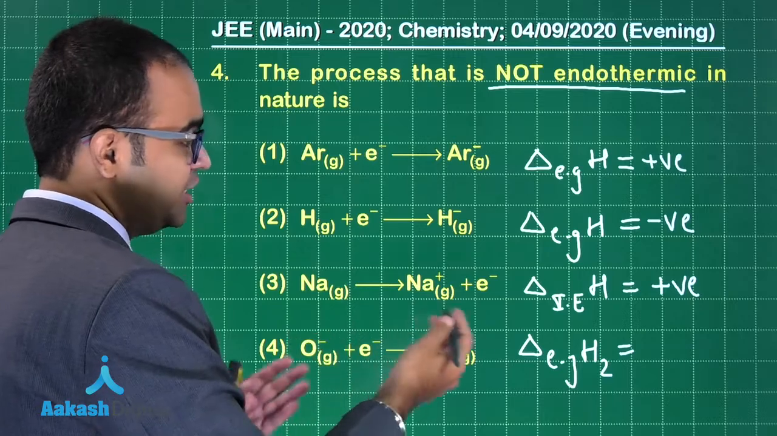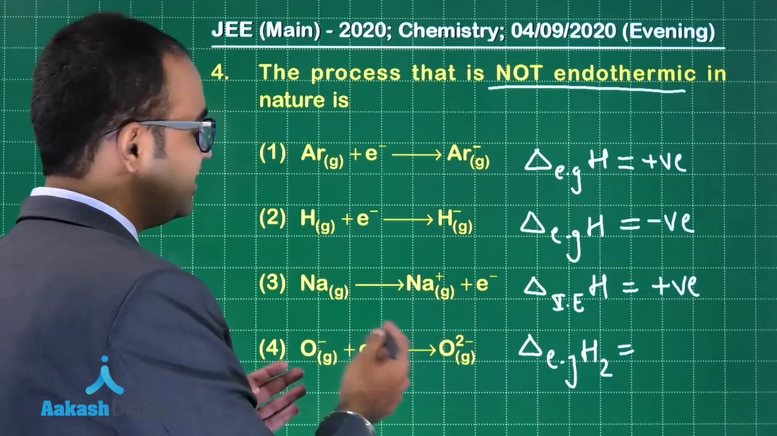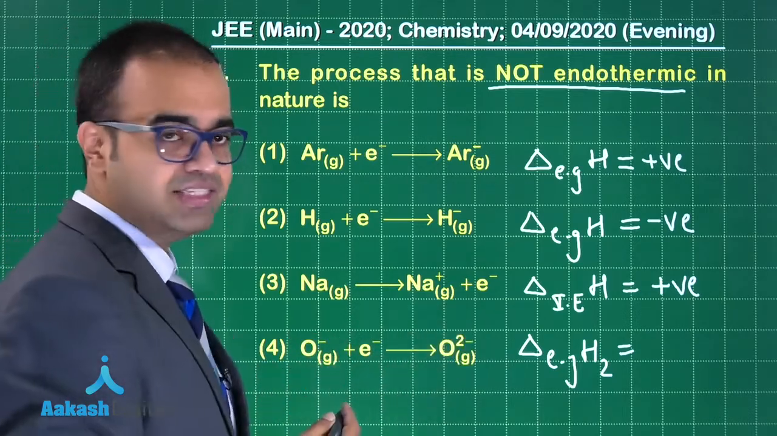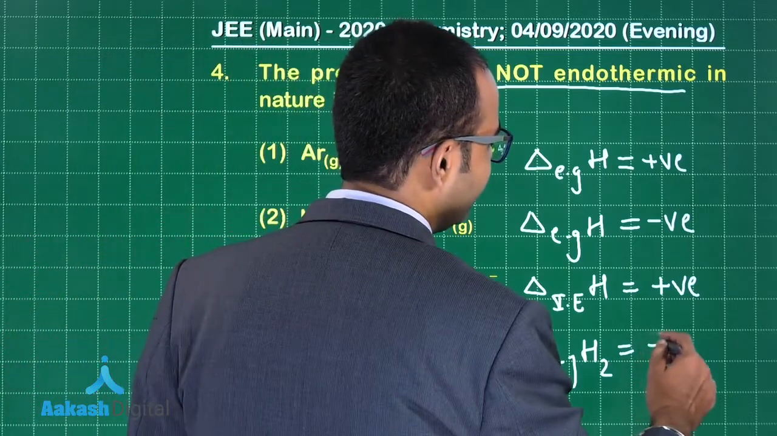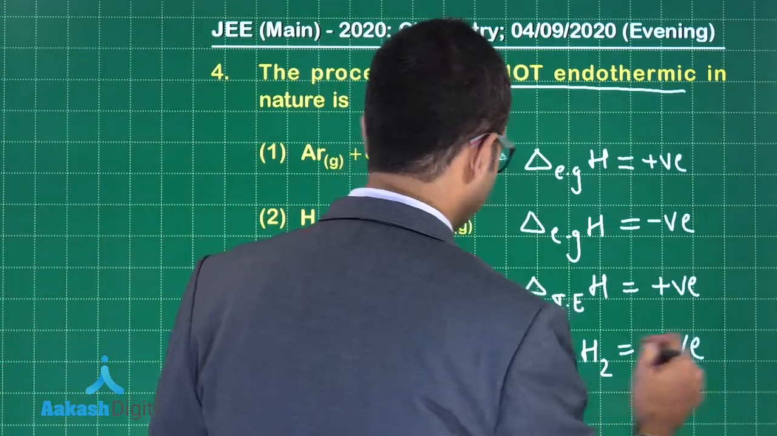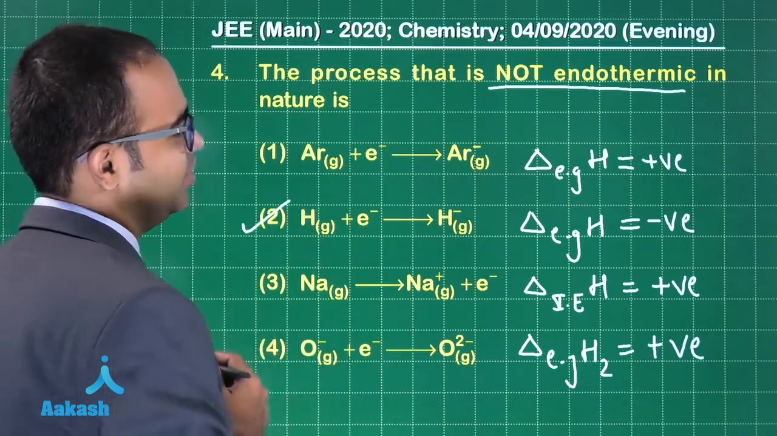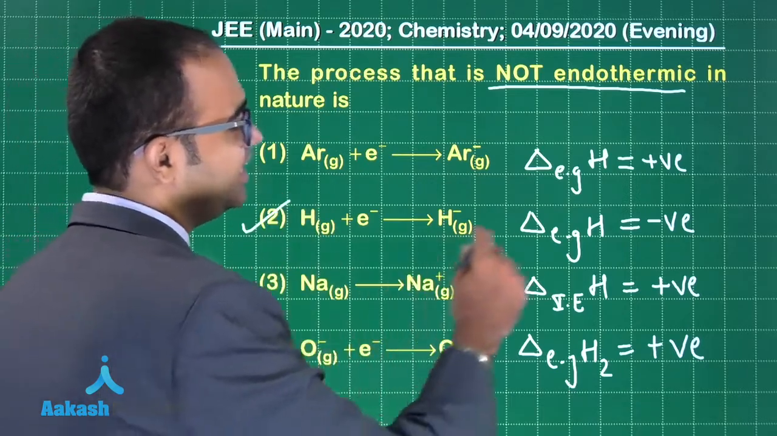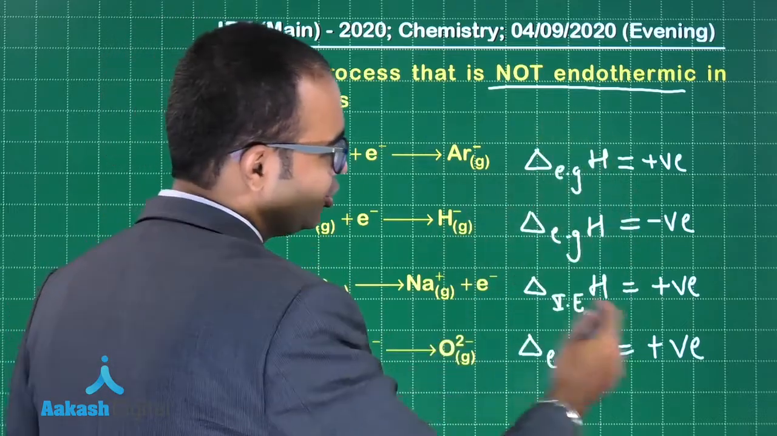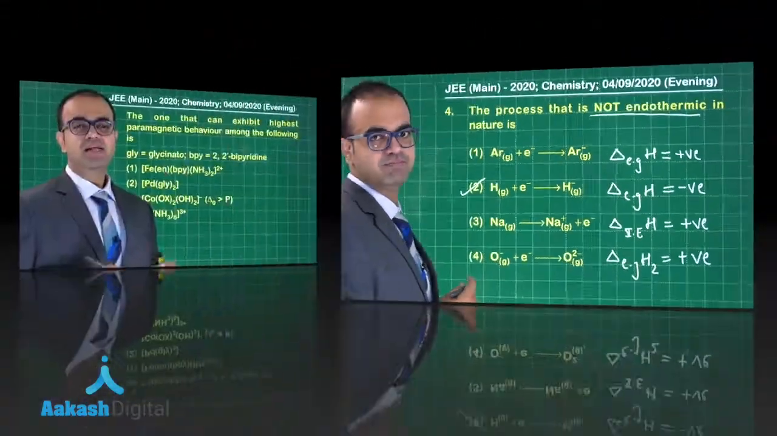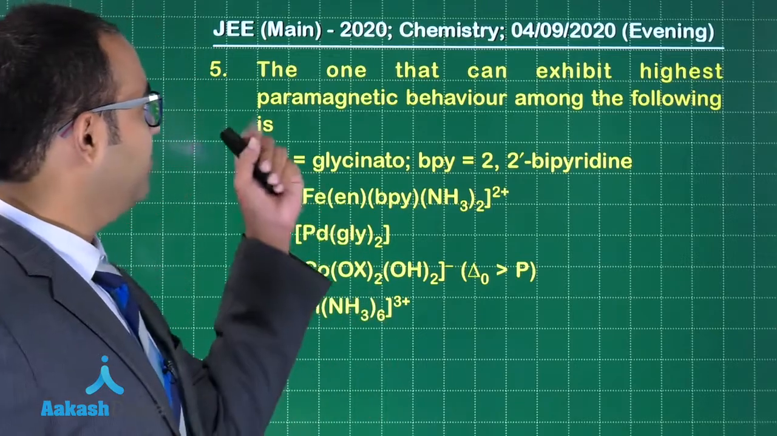O2 minus is formed, right? O minus accepting an electron and forming O2 minus. Second electron gain enthalpy is positive. So the answer is option 2, guys. Okay, because this process is exothermic. Rest all are endothermic. Let us solve question number 5.